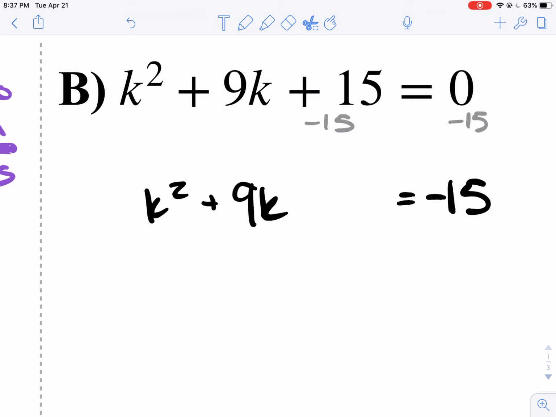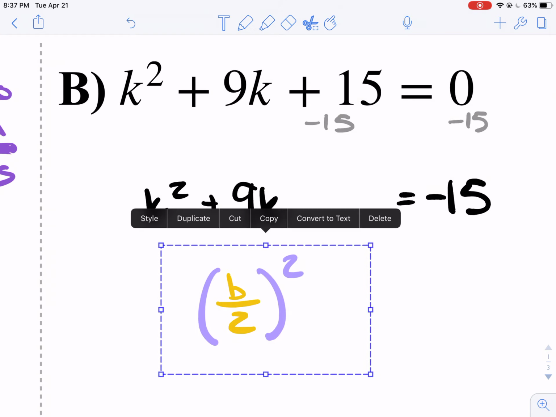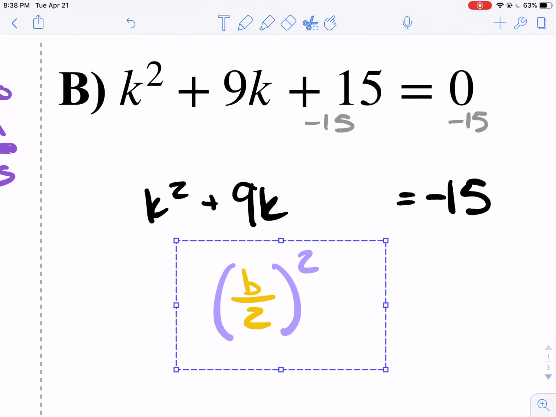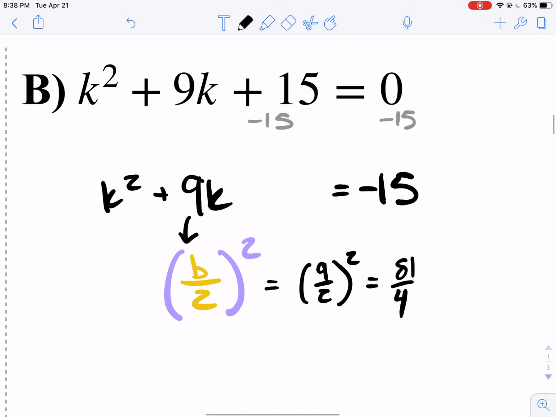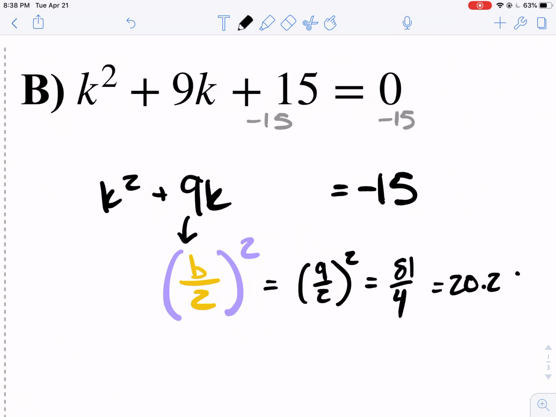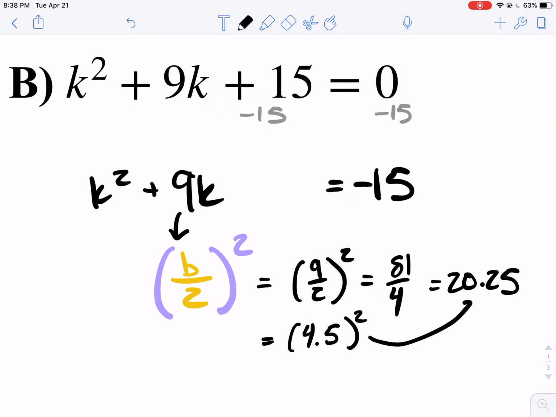So now we need to complete our square. Keeping in mind our shortcut, let's plug this guy in. So our 9 is our b term. So that gives us 9 over 2 squared. 9 over 2 quantity squared is 81 over 4. If you would rather write 20.25, we can do that as well. If you would rather have written 4.5 squared, that's fine. That's 20.25.